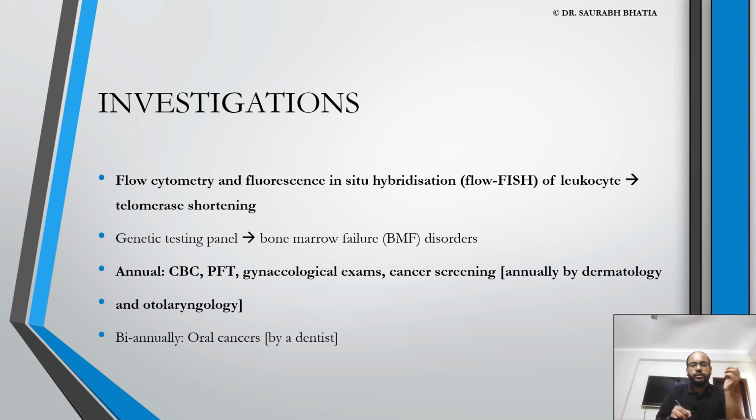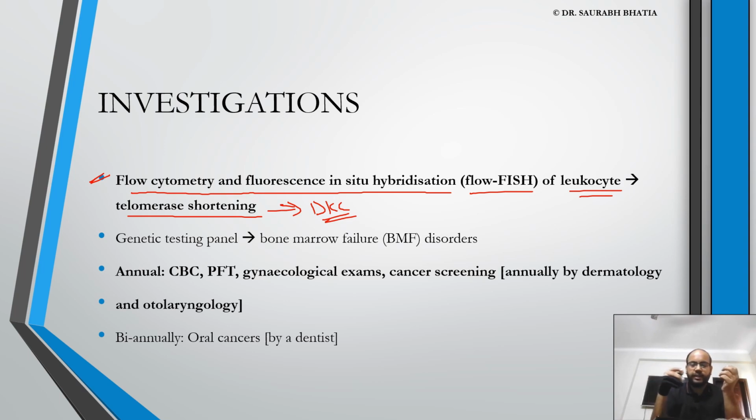If you really want to diagnose this, the diagnostic test is flow cytometry and fluorescence in situ hybridization, which is flow FISH of leukocytes. And in those leukocytes, you look at the telomere length. If the telomere length is shortened, this is seen in DKC. So that is how you diagnose. You do flow FISH of leukocytes and you see the telomere length. If that is shortened, that is what we see in DKC.